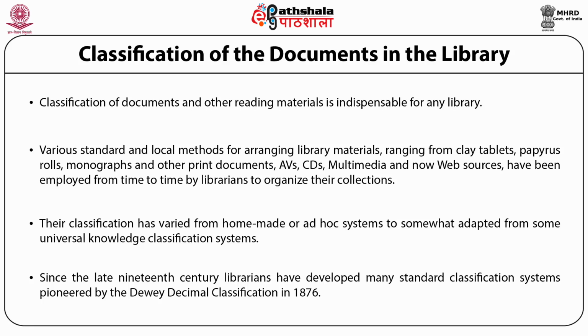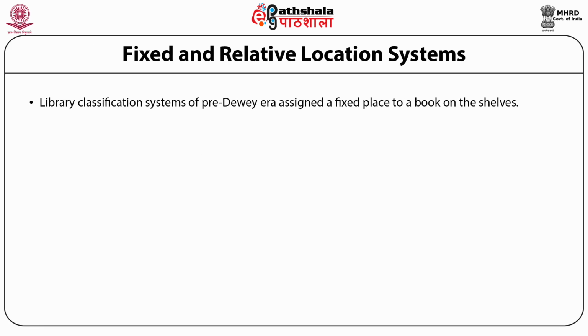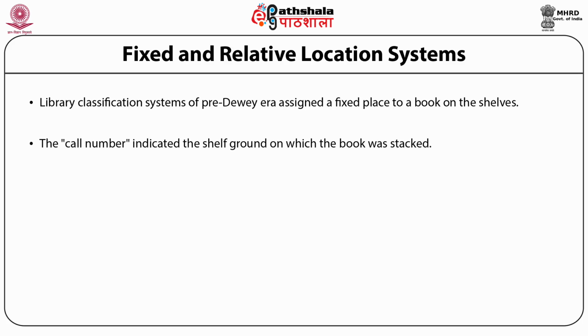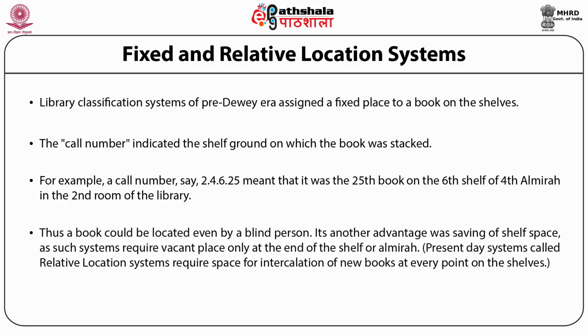Since the late 19th century, libraries have developed many standard classification systems, pioneered by the Dewey Decimal Classification in 1876, invented by Melville Dewey. Before Melville Dewey, books were arranged by a method known as the fixed location system. The call number then indicated the shelf location on which the book was stacked. For example, a call number, say 2.4.6.25, meant that it was the 25th book on the 6th shelf of the 4th almirah in the second room of the library. Thus, a book could be located even by a blind person, even in a dark room.